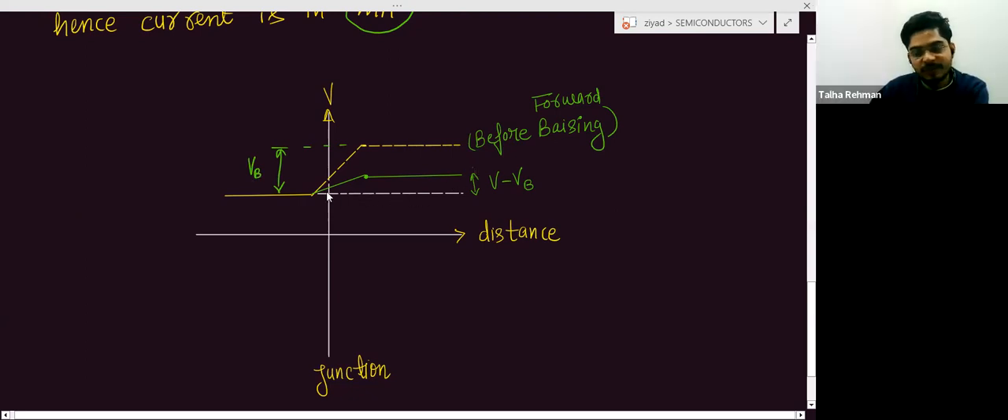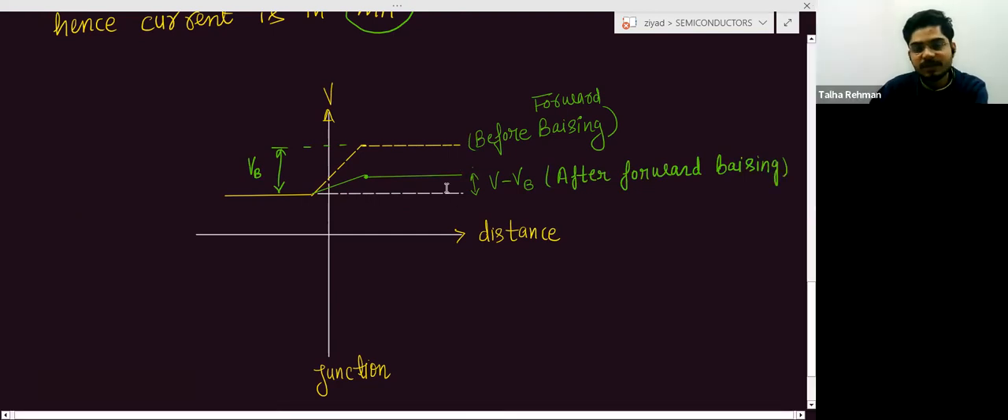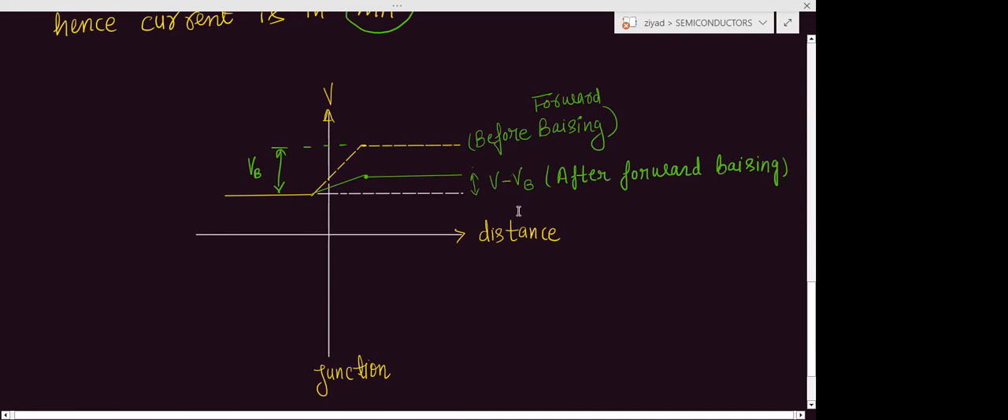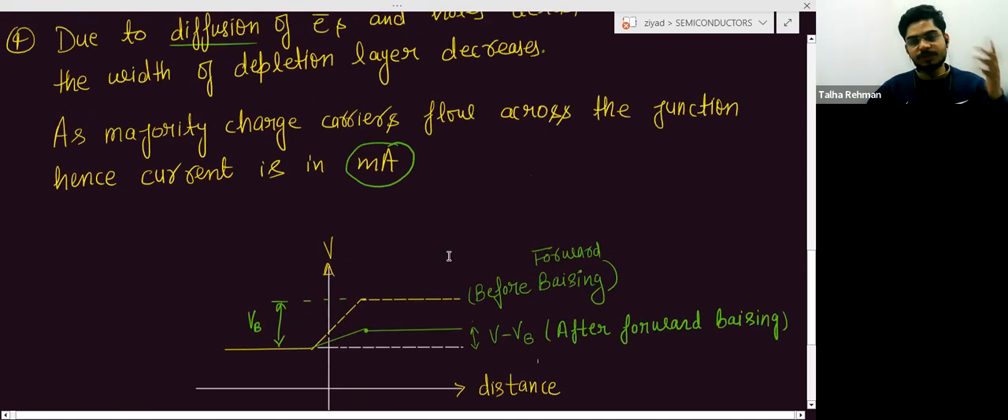Now, after the forward biasing of the diode, this is the graph. You can write after forward biasing. So after forward biasing, the potential barrier will become constant, suddenly increase, and this graph will be a little bit lower. So V minus Vb will be the new potential barrier, and that is decreased as compared to the previous.